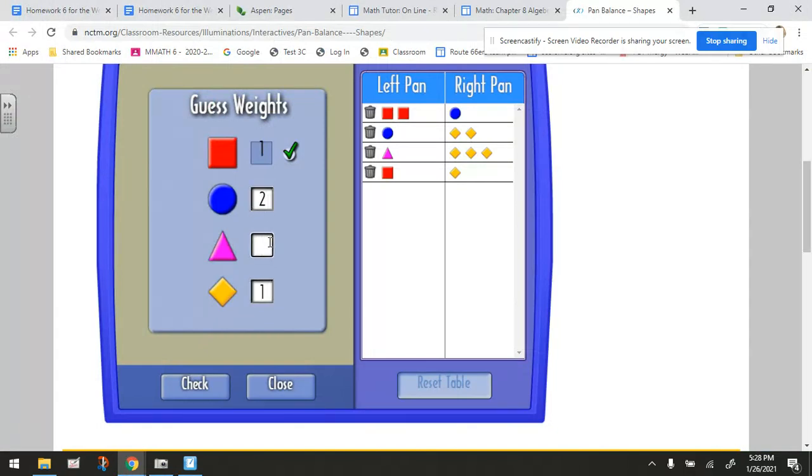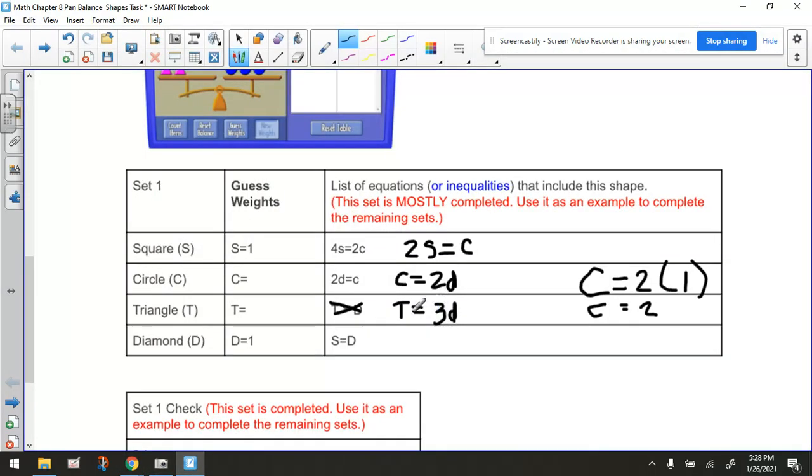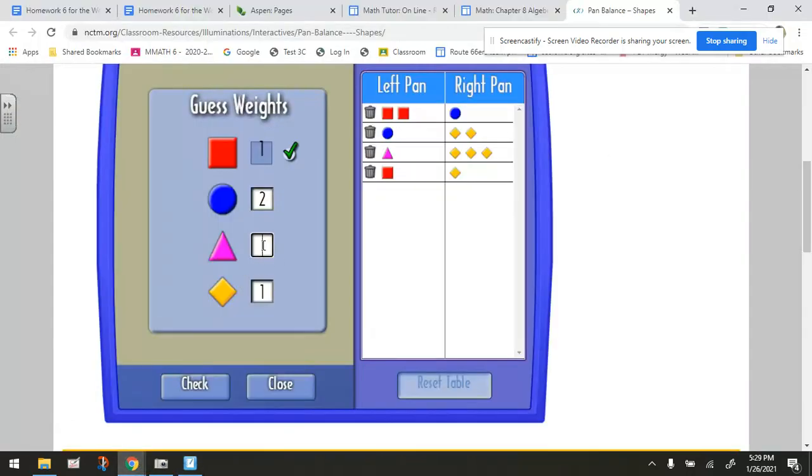All right, and then we can use the numbers that we have to help us figure out the triangle. So let's go back to what we have for triangle. See, triangle, let's write it over here. Triangle equals 3 times diamond. And we have diamond is equaling 1. So that means if we just multiply 3 times 1, that should give us the triangle. And that would be equal to 3. All right, so let's guess that. Let's guess 3, and we'll see if we're right for a triangle. Now, if we're wrong, it's going to tell us we're wrong. Let's hit the check button. And we have all green checks, which confirms that we're right.